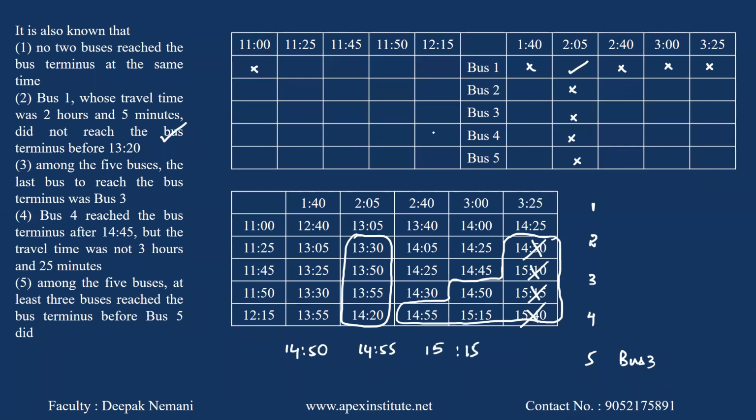Now, given that bus 4's travel time was not 3 hours 25 minutes. Now, the travel time of bus 4 could be around 2 hours 40 minutes. Sorry, my bad. Bus 4 is not 3 hours 25 minutes. So it could be either 2 hours 40 minutes or 3 hours. It's definitely 1 hour 40 minutes. And I can also say that the starting time of the bus could be either 11:50 or 12:50. So it's not 11:45 or 11:25 or 11 o'clock. So this is where this table becomes handy.